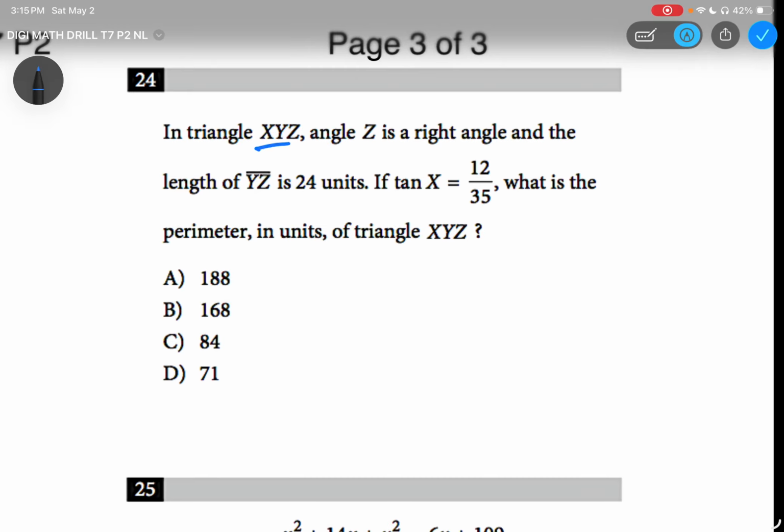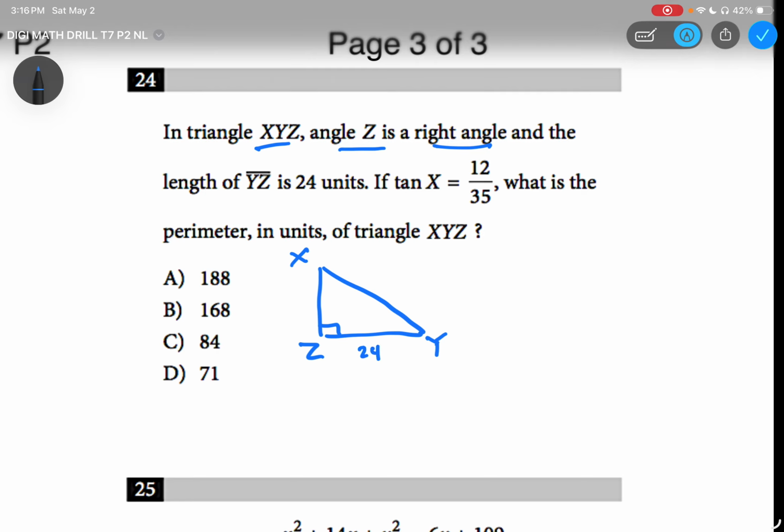In triangle XYZ, angle C is a right angle. I told you most of the triangles are dealing with right triangles. So I'm gonna draw it out. I got Z right there, so that's gonna be X and that's gonna be Y. I don't care where I put them, I just wanna put them. And the length of YZ is 24 units. So YZ, I'm going to put 24 right in the middle.